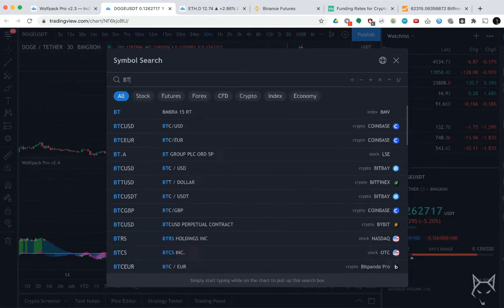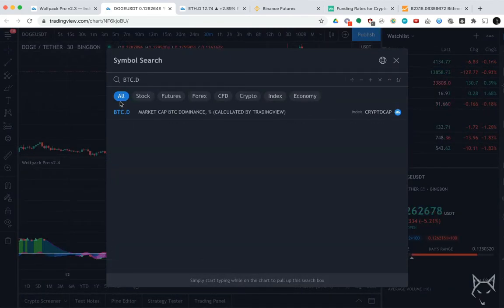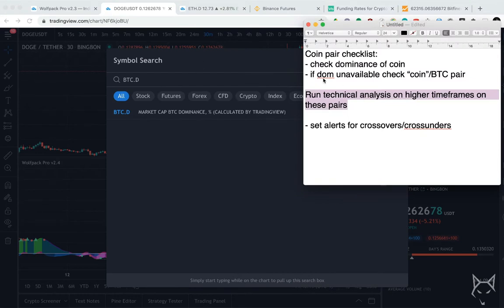So we can see here, if you're on the All tab, you can see that BTC.D pulls up the market cap BTC Dominance, and not every coin has this set up. So Dogecoin is a smaller market cap coin, so they don't have it set up. What we can do instead in those cases, if it's unavailable, is check that coin in comparison to BTC. So you'll pull up the Doge BTC pair.